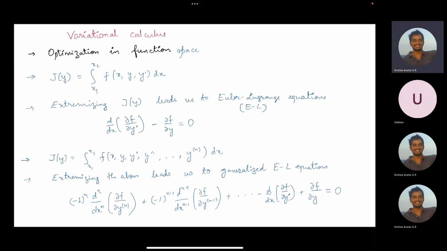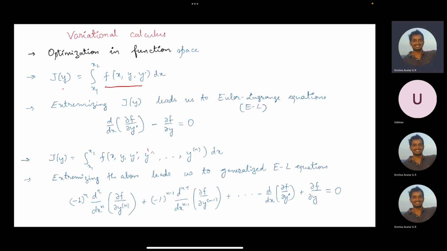Now here we start with a functional. The functional is what we need to extremize, and it is given by this expression: J(y) is equal to the integral from x1 to x2 of f of x, y, y prime dx. Now we need to extremize J(y) with respect to y, and this leads us to the Euler-Lagrange equations, which we have here.